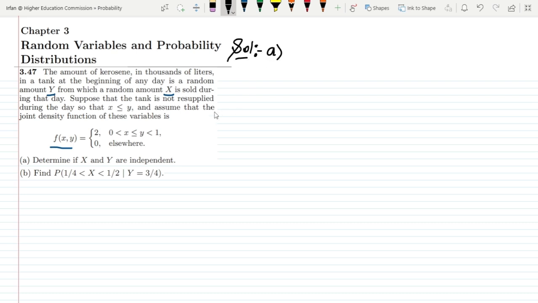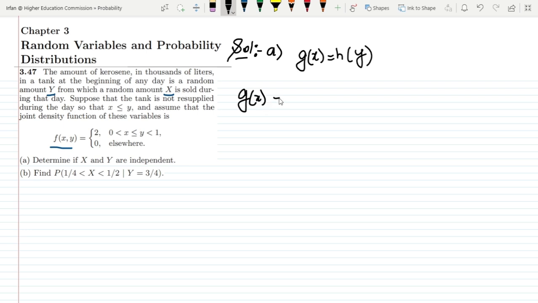Here, to see when these two random variables would be independent of each other, we have to see whether g of x is equal to h of y or not. Okay, so what is this? These are basically the CDFs. So let us first find g of x.